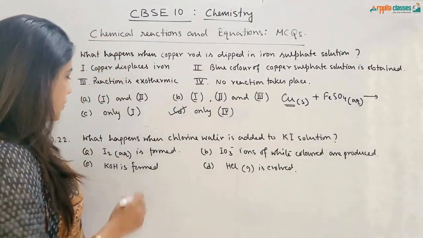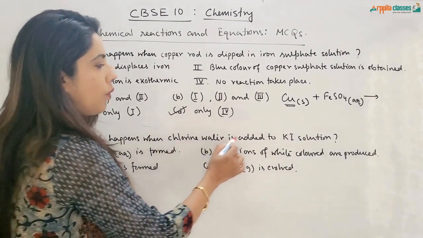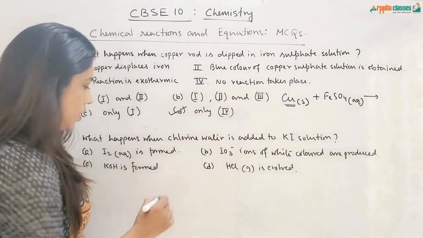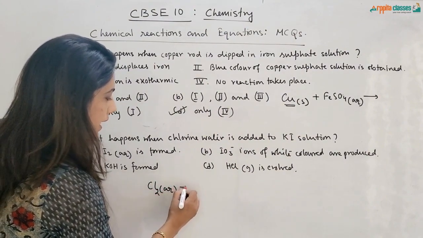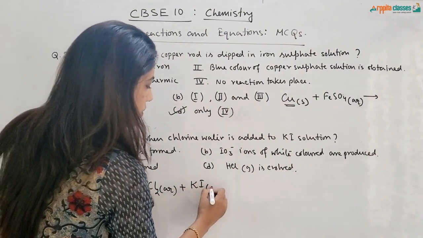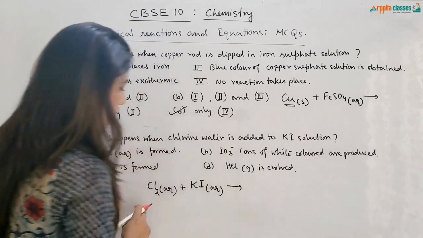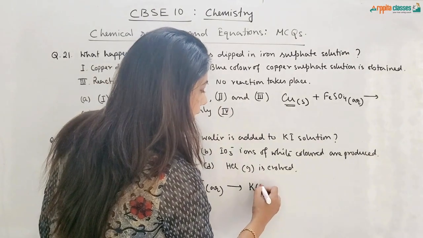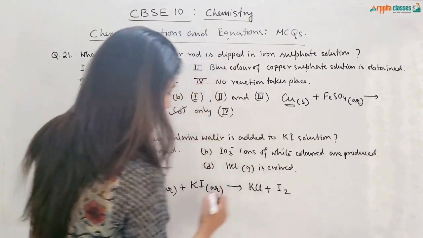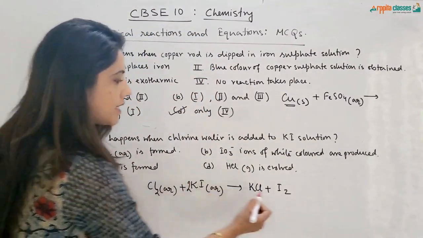Come to the next question. What happens when chlorine water is added to KI solution? Chlorine water means aqueous Cl2 is added to KI solution, also in aqueous condition. What should happen? We should get KCl plus iodine, so 2KCl plus I2.